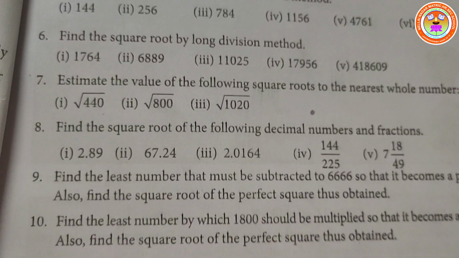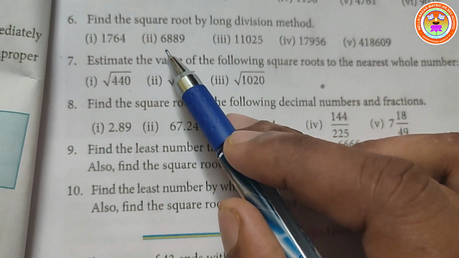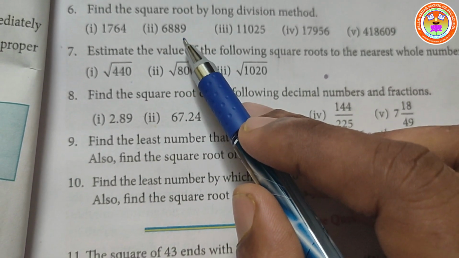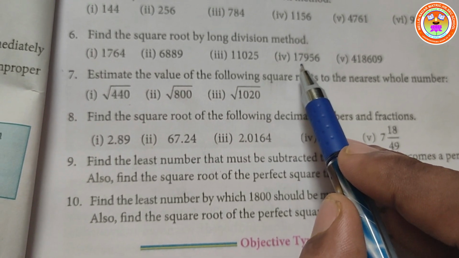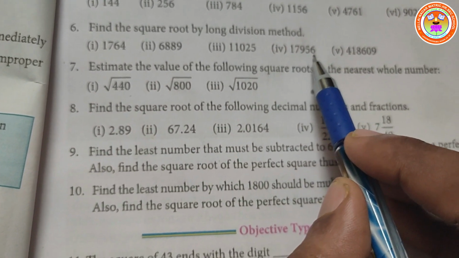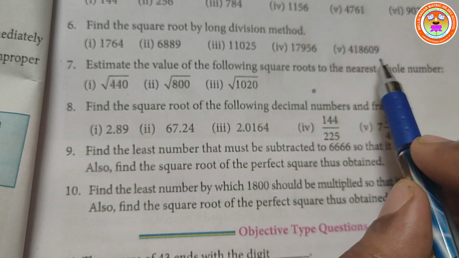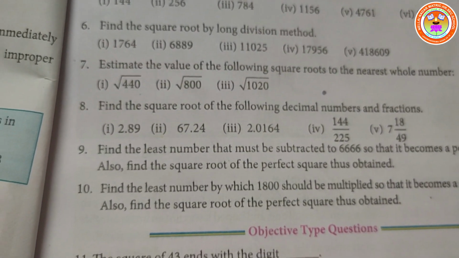Clear, children? The second subdivision 6889 is homework, and also the fourth subdivision, 17,956, is also homework. Third subdivision and fifth subdivision I will do.